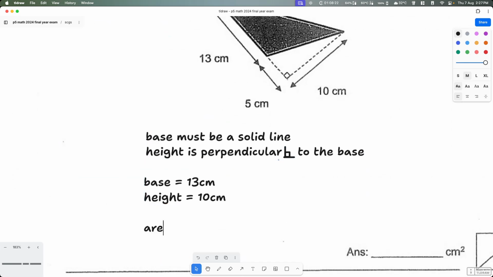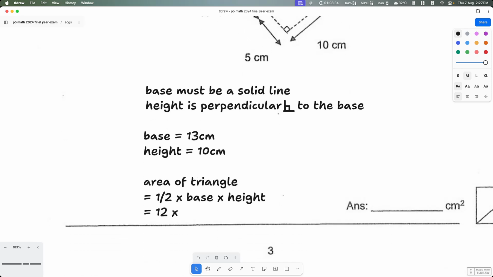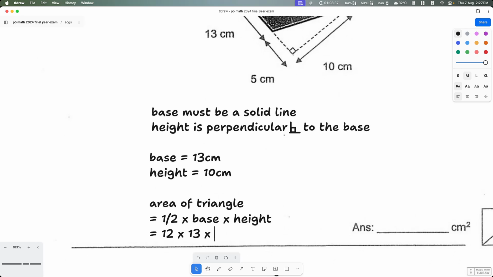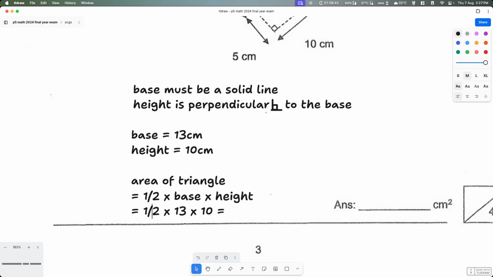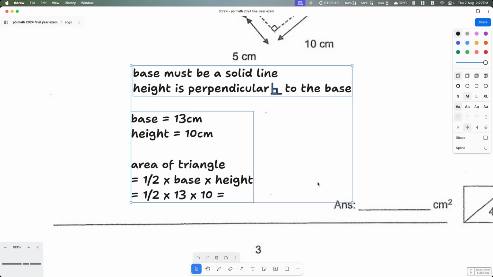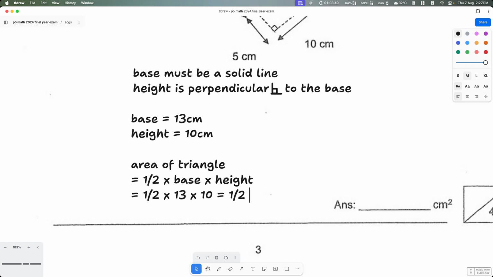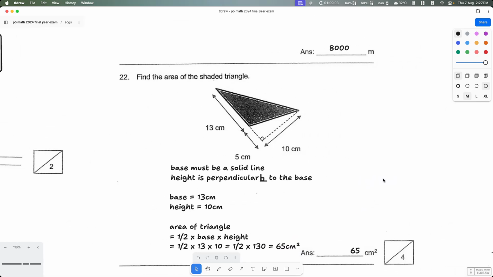So the area of a triangle is equal to half times base times height, which is half times 13 centimeters times the height, 10, not 12. Then half times 130 goes to 65. So the answer is 65 centimeters square. All right, let's move on to the next question.